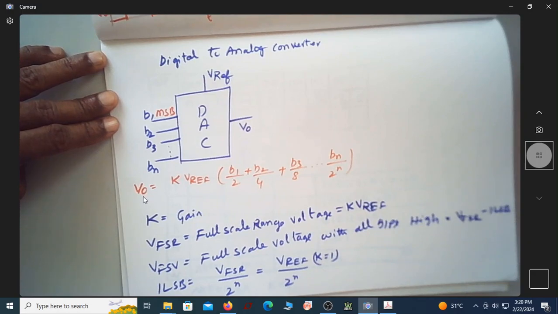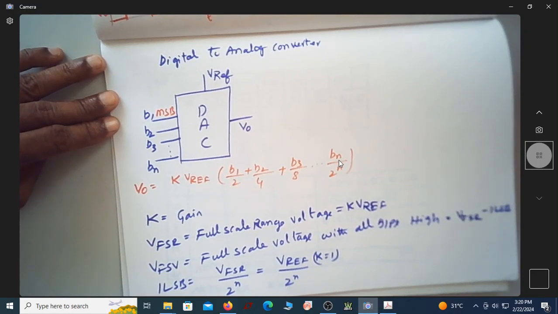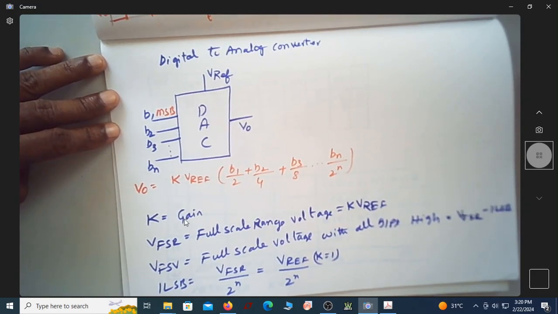So the expression for the analog output voltage is given by K times V reference multiplied by the binary values, and this is the weight of each of the binary. So this happens to be MSB B1 and Bn happens to be the LSB. In this, K is given by the gain of the DAC circuit.